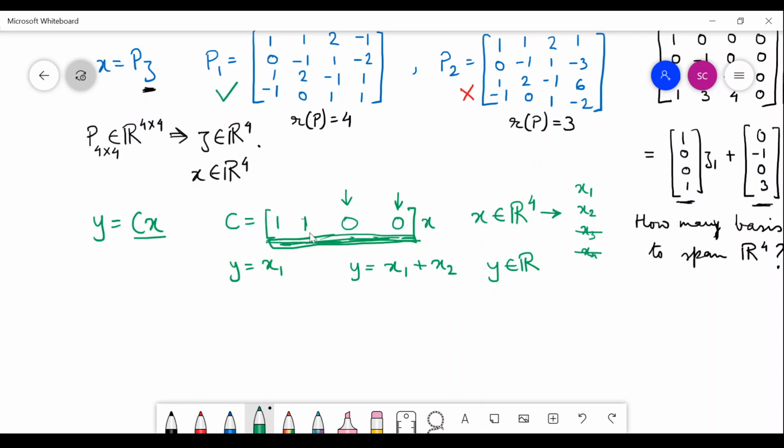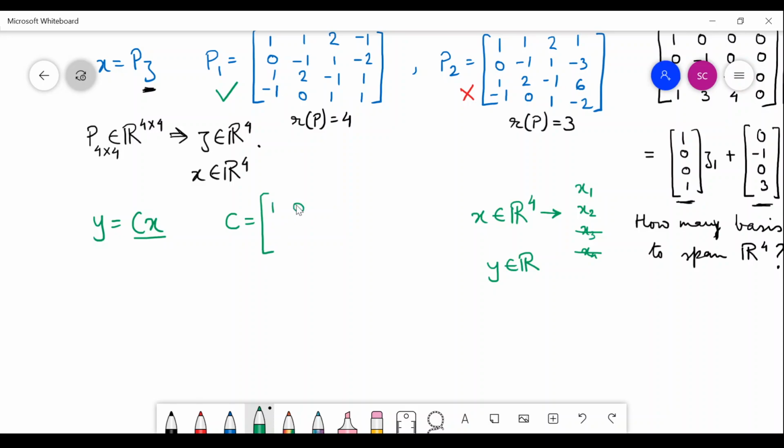These zeros are only telling you which of the entries in the fourth dimensional or n dimensional space are contributing to form your output. That's all it is revealing in this case. So suppose your C was like this: 1 0 0 0 and 0 1 0 0, and your x is x1 x2 x3 x4.